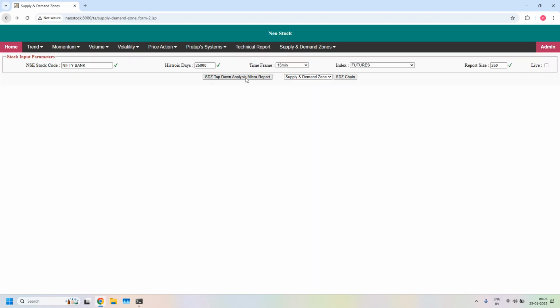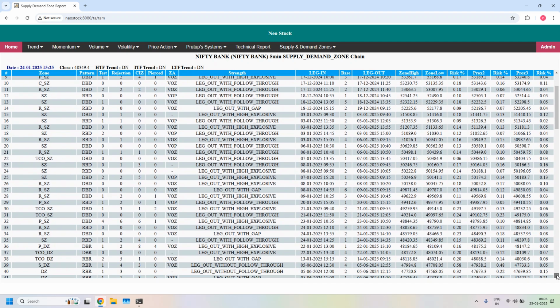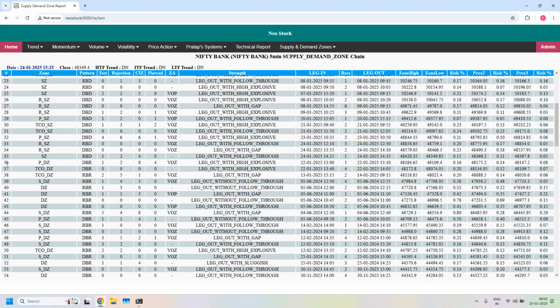Okay, next, 5 minutes supply demand zone chain for Bank Nifty. All these are supply zones. So this is the nearest demand zone, pierced demand zone. So this is about Bank Nifty supply demand zone chain.